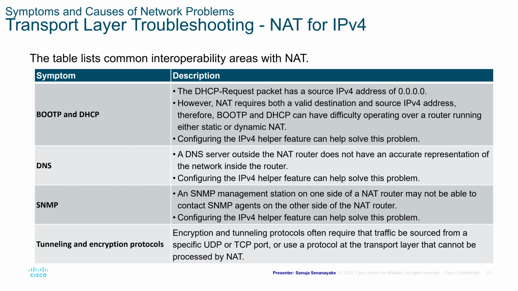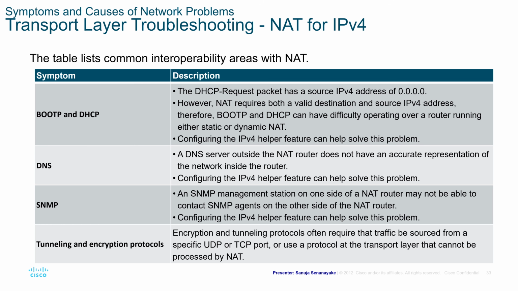The next item we're going to look at for transport layer troubleshooting would be NAT for IPv4, or network address translation for IPv4. The table here again lists some common interoperability areas with NAT. They include things like BOOTP and DHCP.